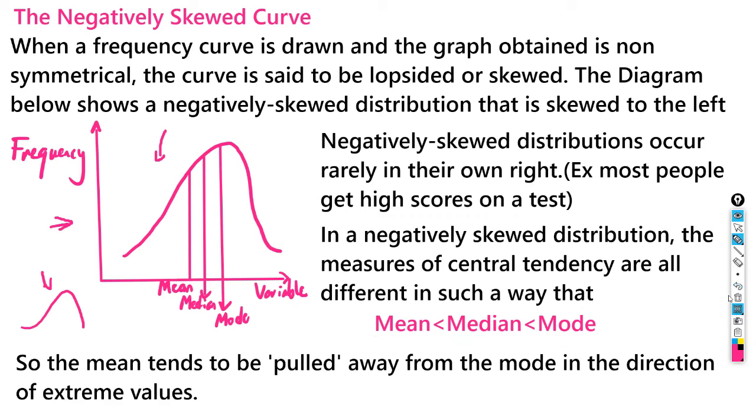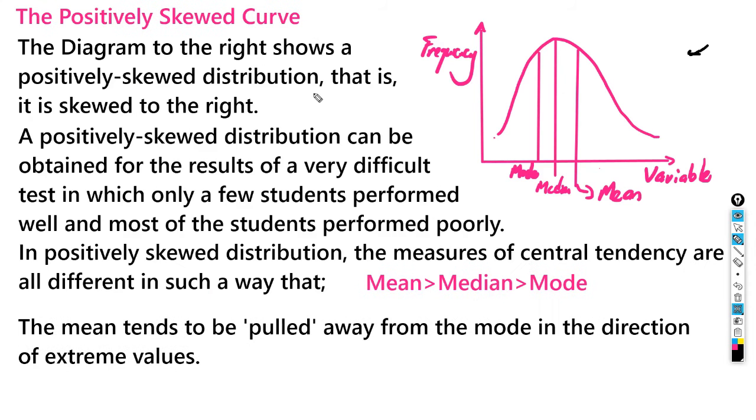All right, guys. Now we're going to look at the positively skewed curve. It says the diagram to the right shows a positively skewed distribution. That is, it is skewed to the right. If you look at this right side, you're going to notice that the right side is lopsided, pushing the curve over to the left side, right? So the right side is lopsided.